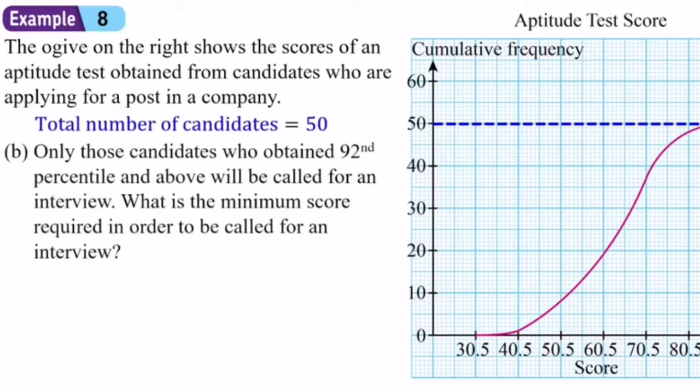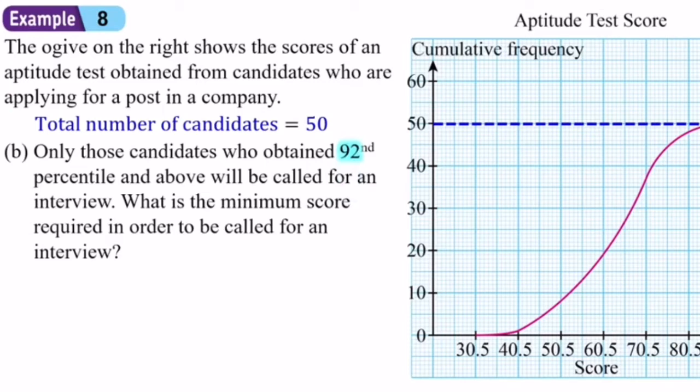This one you need to find out the 92nd percentile first before we can draw the horizontal line. After we draw the horizontal line, we will find the intersection point and draw the vertical line down to the score to find out the minimum score, right?